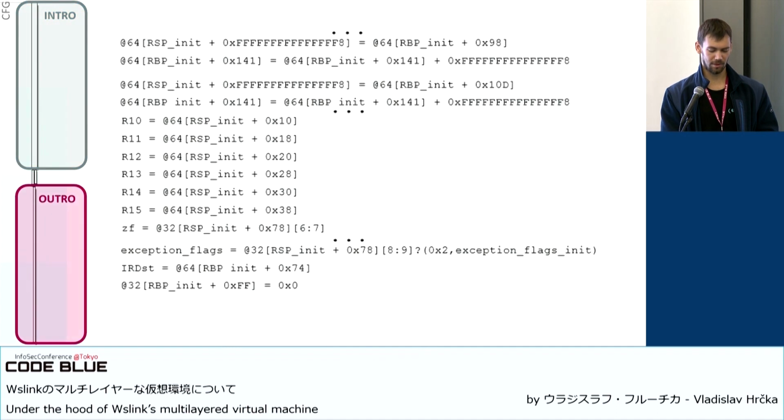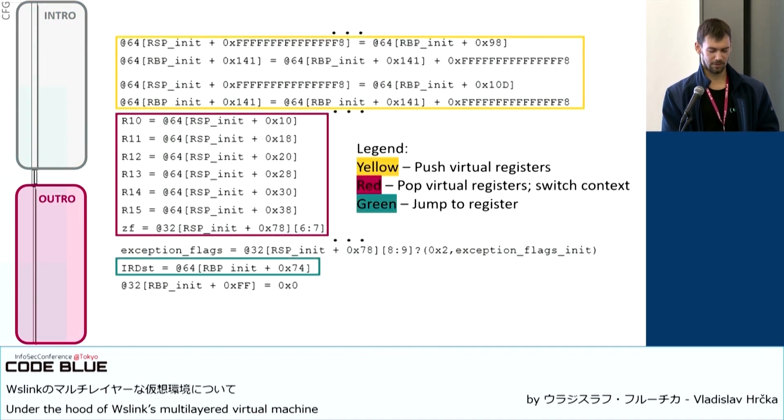Now let's take a look at the outro. We can see that in the beginning we push the virtual registers onto the stack. After that, we pop them back to native ones, and then transfer the control to the next virtual instruction. This is sort of a jump to a register, which looks just like the virtual instructions in the second VM. And these larger empty spaces separate individual virtual instructions of VM2.